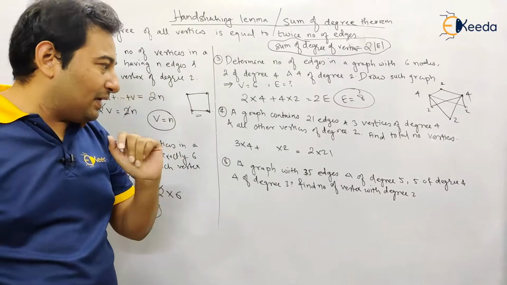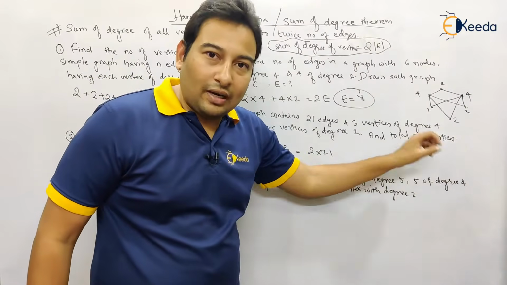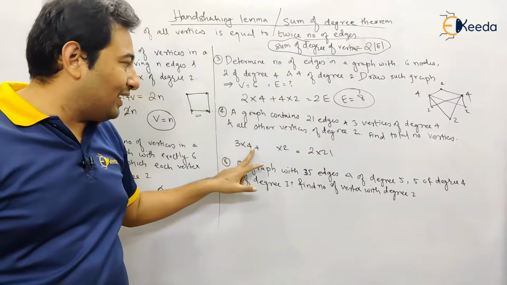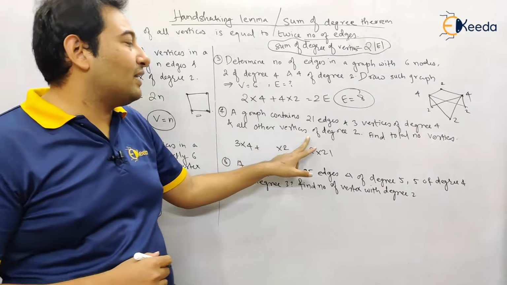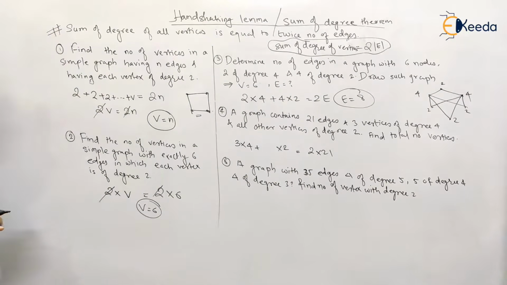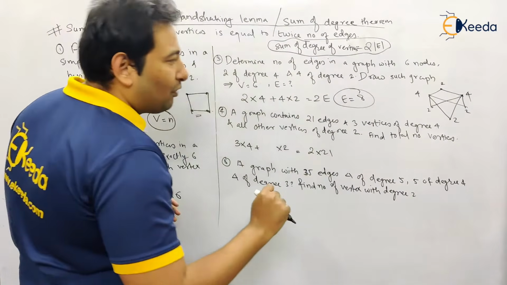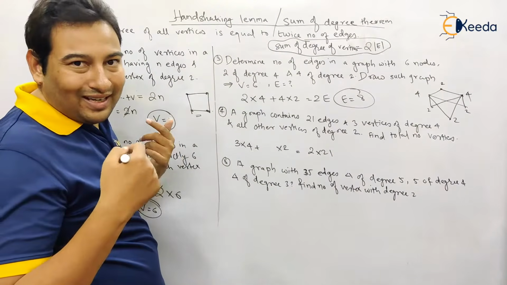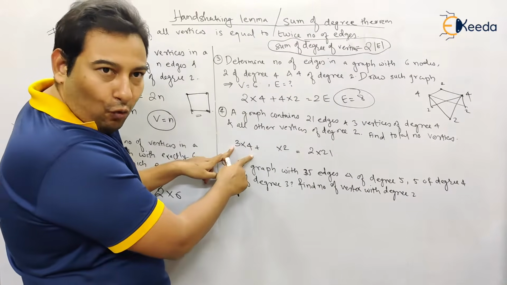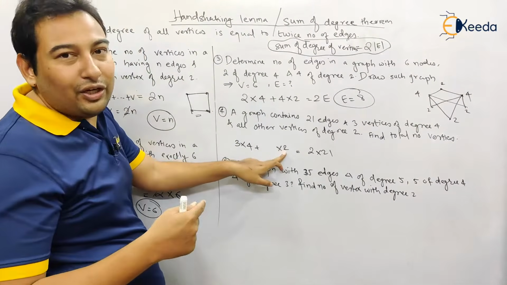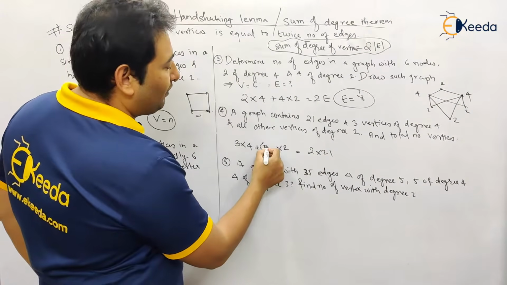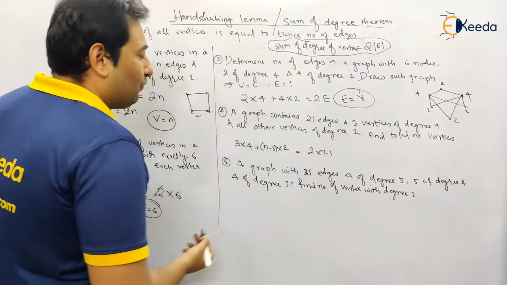See, it's very simple again. We need to find out the total number of vertices here, and it's given 3 vertices of degree 4 and the remaining vertices are of degree 2. Find the total number of vertices. If I assume the total number of vertices is n, 3 we have already taken here because 3 vertices are of degree 4 and the remaining vertices are of degree 2. If there are total n vertices, we have already considered 3, therefore it will be n minus 3. So this is the equation. If you solve, we'll get the result.